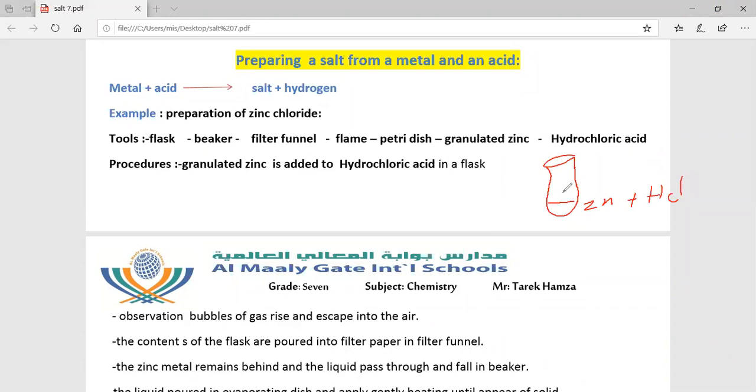Observation: bubbles are released from the flask and escape to the air. The second, the content of this flask is filtered in a filter funnel. This is the funnel, and there is a beaker under the funnel. Put filter paper here.